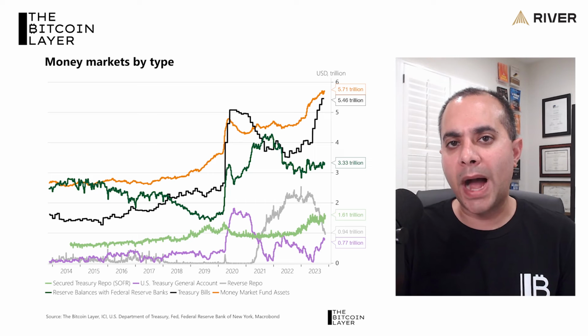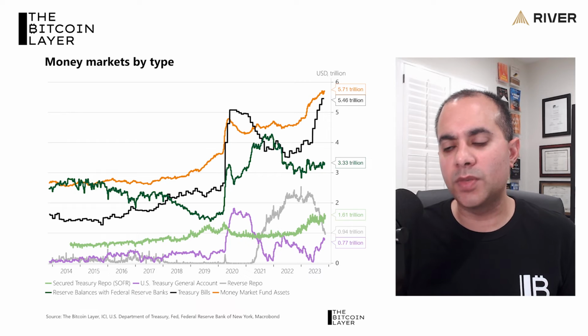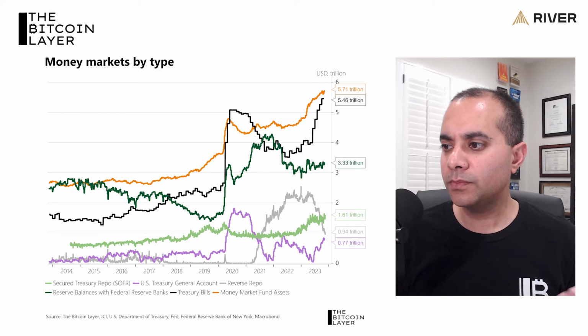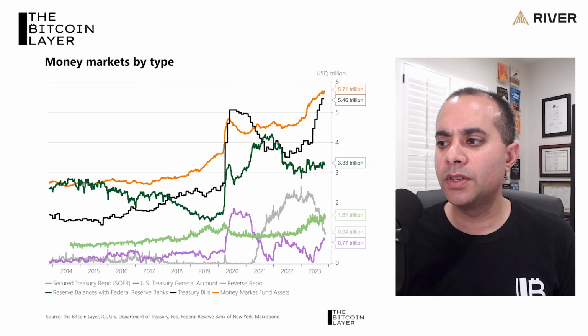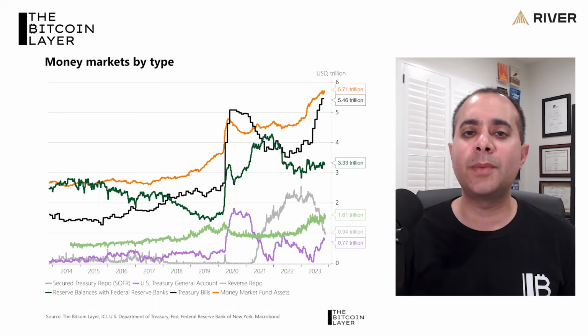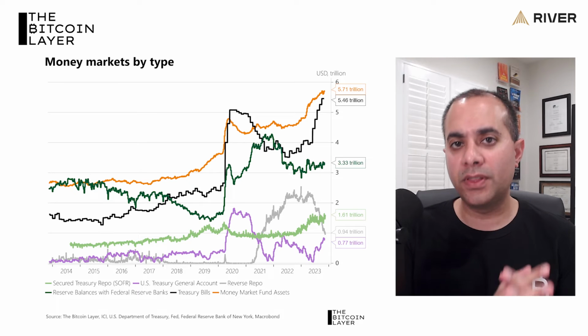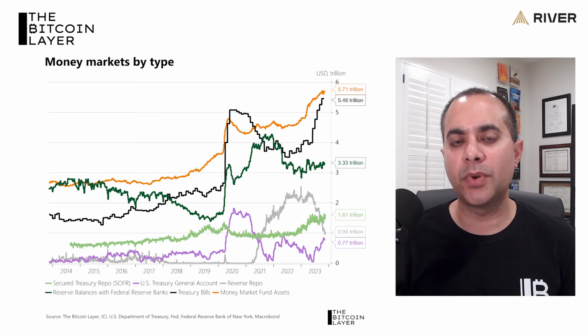Now, this first chart I have shows you several money markets by sector, by type. And let's start with the smallest balance here on the screen. So the smallest balance here is about $750 billion. That's this purple line, and that's the Treasury's general account. This is the amount of cash that the Fed holds for the US government at any particular moment.